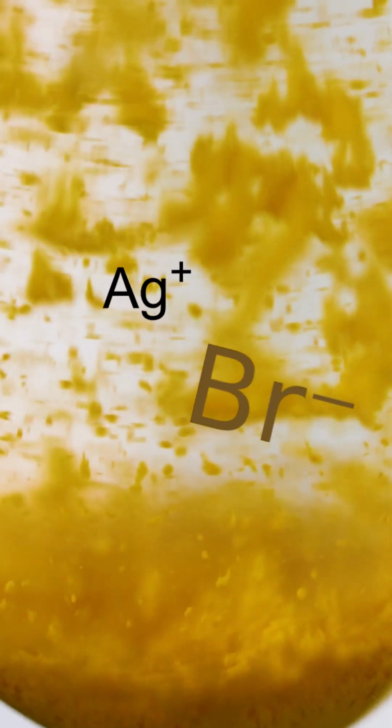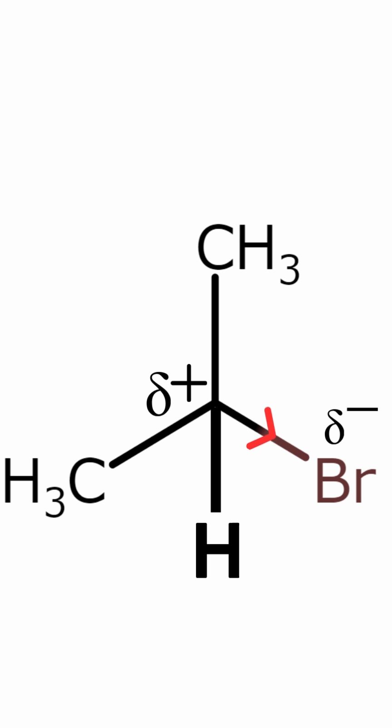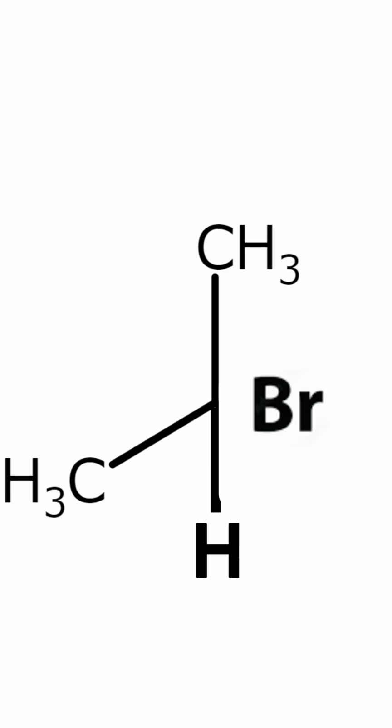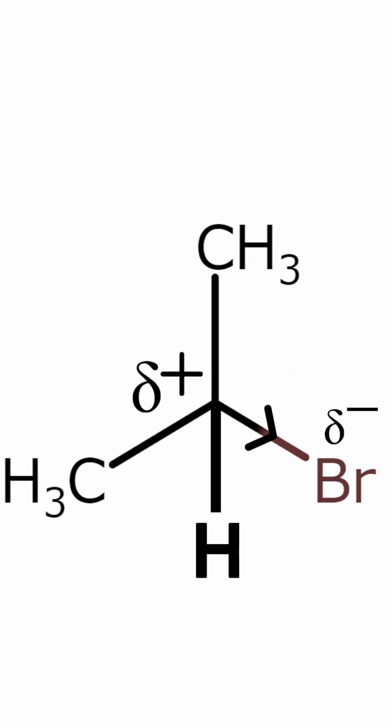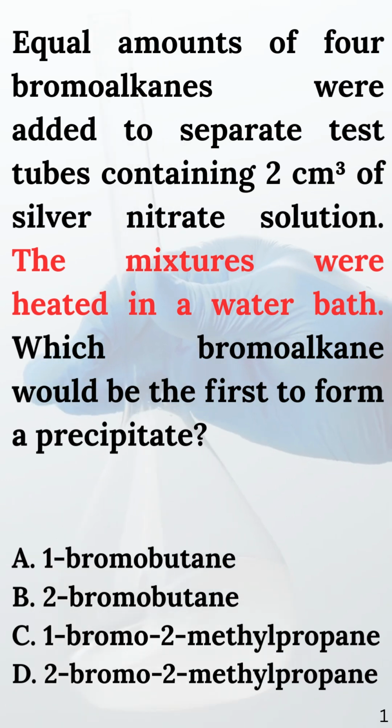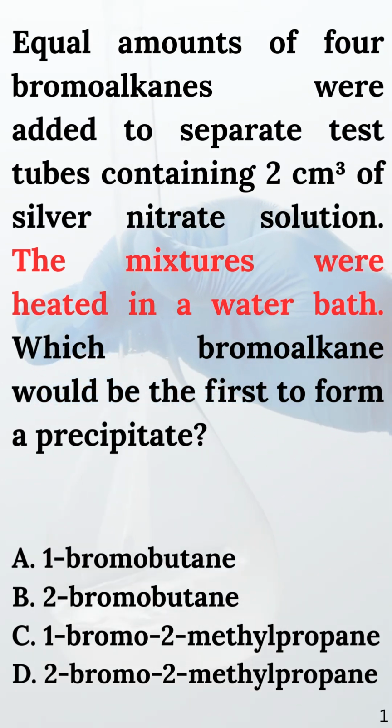So, how does bromide become free from an alkyl bromide in the aqueous medium? Through nucleophilic substitution. The speed depends on carbocation stability. The more stable the carbocation, the faster the reaction. Now, note the line in the question. The mixtures were heated in a water bath. That matters. Heat favors kinetics.